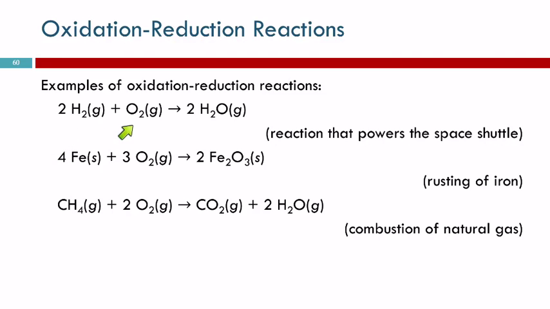Hydrogen gas and oxygen gas reacting to form water. That's the reaction that powers the space shuttle. Iron and oxygen to form iron(III) oxide. That's what happens when iron rusts. And methane reacting with oxygen to form carbon dioxide and water. That's the combustion of natural gas. If you have a gas stove, that's what's happening when you light the burner.